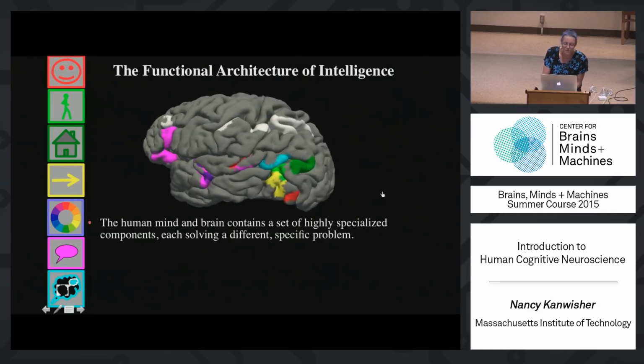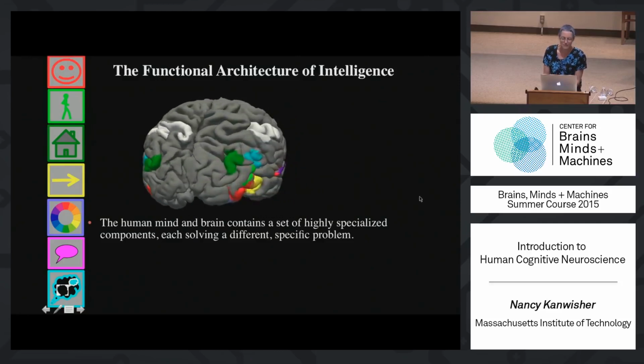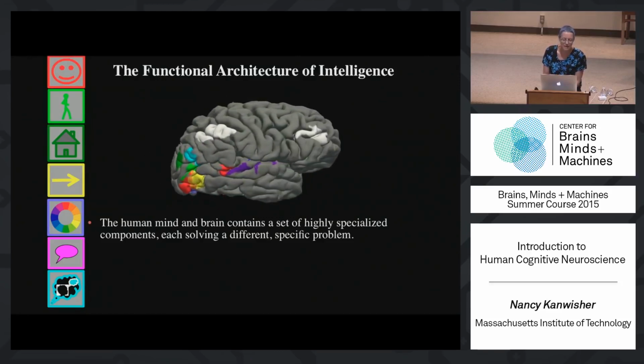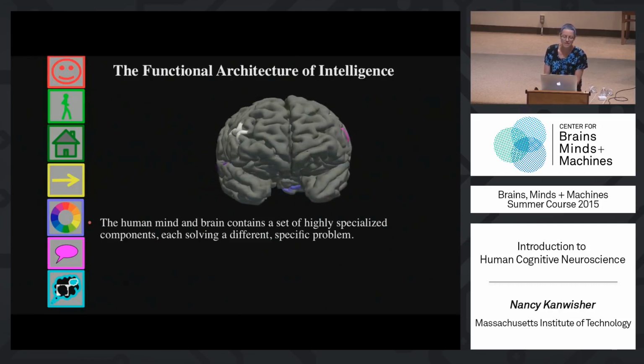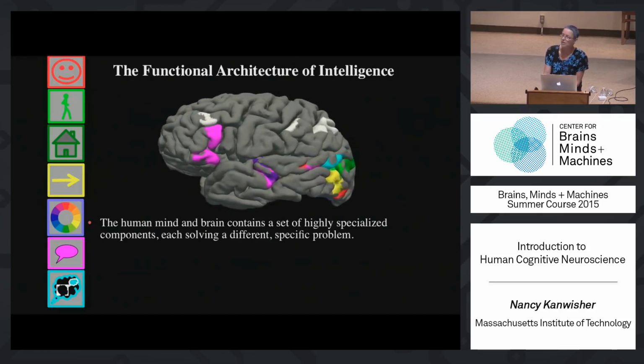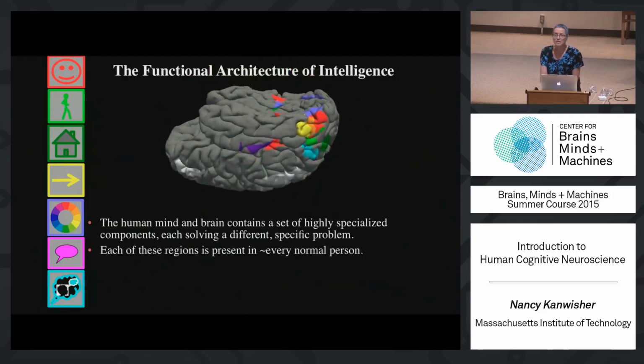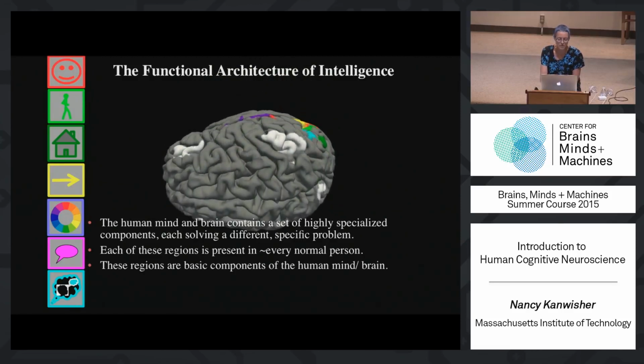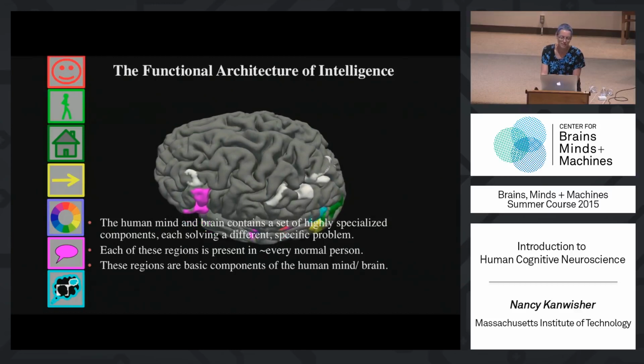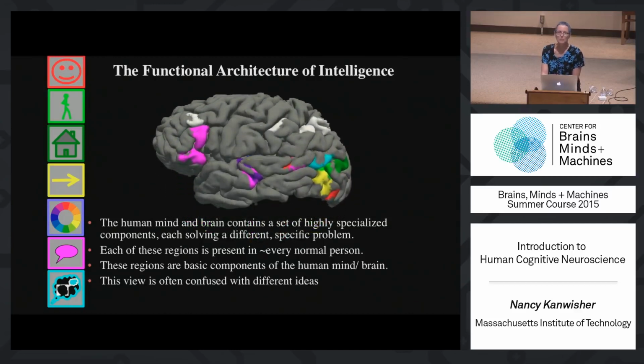Okay, for fun, this is me with a bunch of functional regions identified in my brain. And so the argument I'm making here is that the human mind and brain contains a set of highly specialized components, each solving a different specific problem, and that each of these regions is present in essentially every normal person. It's just part of the basic architecture of the human mind and brain. Now, this view is pretty simple, but nonetheless, it's often confused with a whole bunch of other things that people think are the same thing and that aren't. It's starting to drive me insane, so I'm going to take five minutes and go through the things this does not mean.